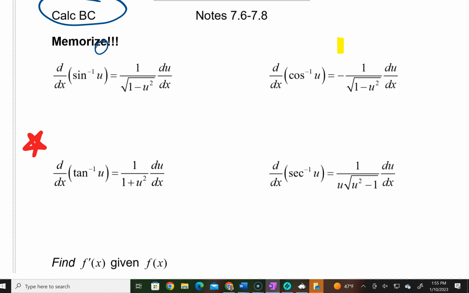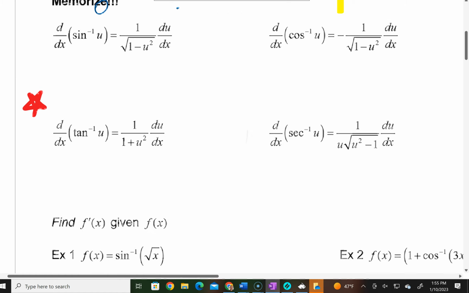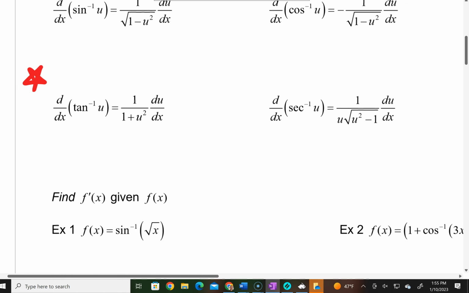And of course, right now you could say, okay, well, what kind of problems are we going to be doing? You'll have a worksheet today. We'll get that out to you in a little bit. But of course, you're going to have some problems where you're going to do just basic derivatives.